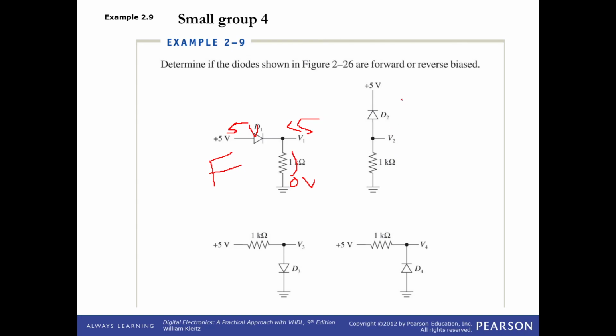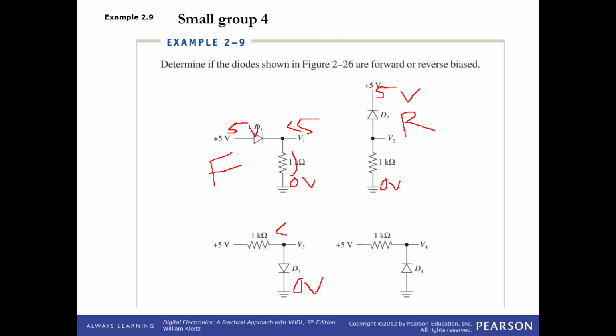Now, the second one in the upper right, here's 0 volts at ground. 5 volts is directly on the cathode this time. We know that V2 is something less than 5. It's coming from ground, so it's something less than 5. We know that this cathode is greater than the anode, so this is reverse biased, and it's not going to allow current flow.